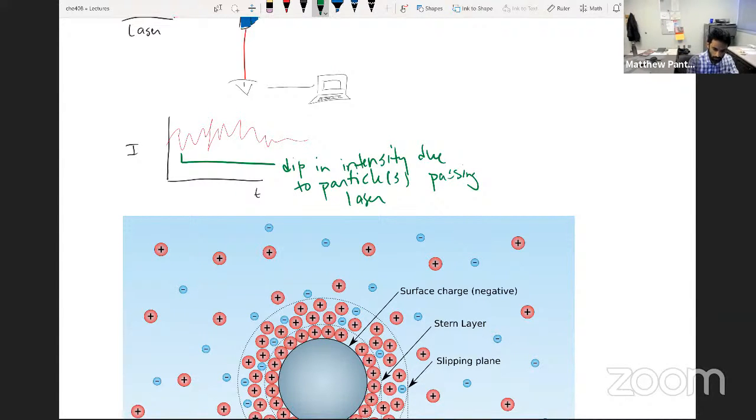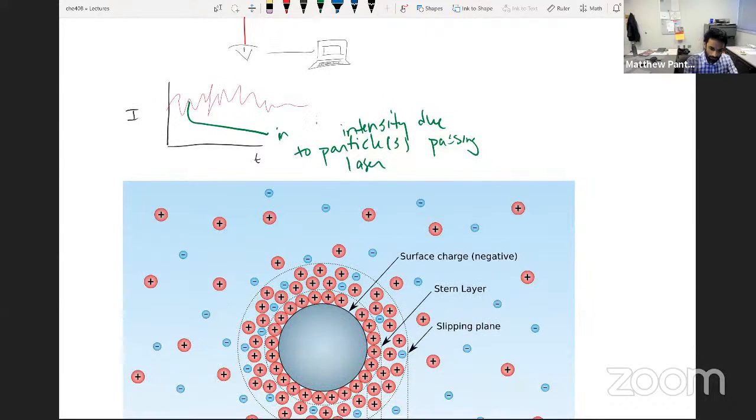Or sorry, it should actually be an increase in intensity when that happens. Sorry about that. So you have scattering, which means that the light gets deflected over to the detector when you have particles that are there. Depending on the amount of particles and how fast they're moving, at any given time you will have a different amount of particles there because they're undergoing Brownian motion, which is quite fast. So that's just an increase in intensity due to particles passing the laser.